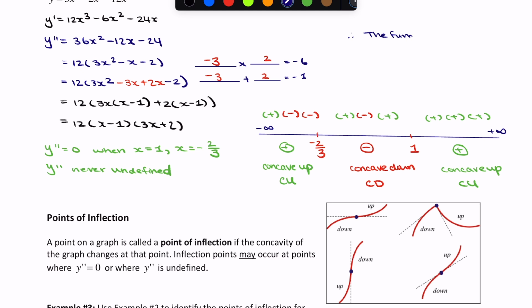So here we see that, therefore, the function is concave up for x from negative infinity to -2/3, and also from 1 to infinity. And so here, as we've been looking, the first derivative will help us determine the intervals of increase and decrease. And then the second derivative will help us determine the concavity. So again, concave up or down.